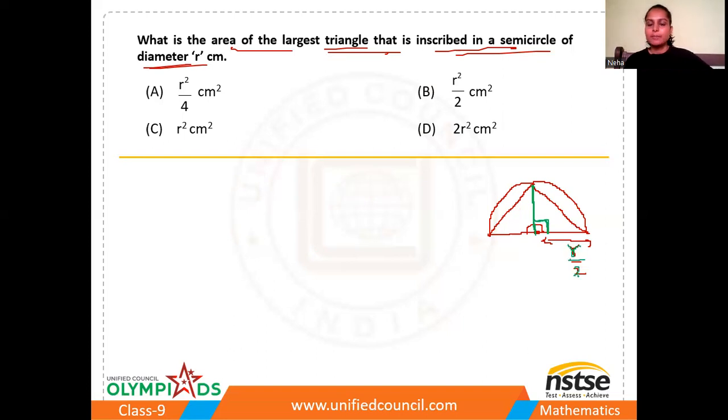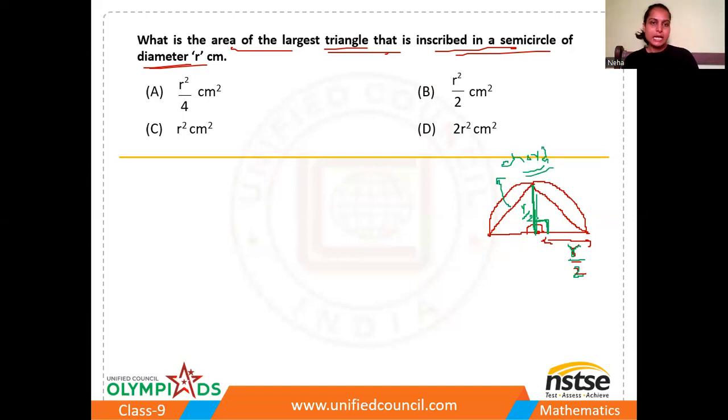This side is r by 2. Clear? This side is r by 2, and what about this side, my dear student? This side is again equal to r by 2 because this is also the radius of the circle. Correct? So now, my dear students, the thing that we are missing is that this is not the radius of the circle, this is the chord of the circle. Right?